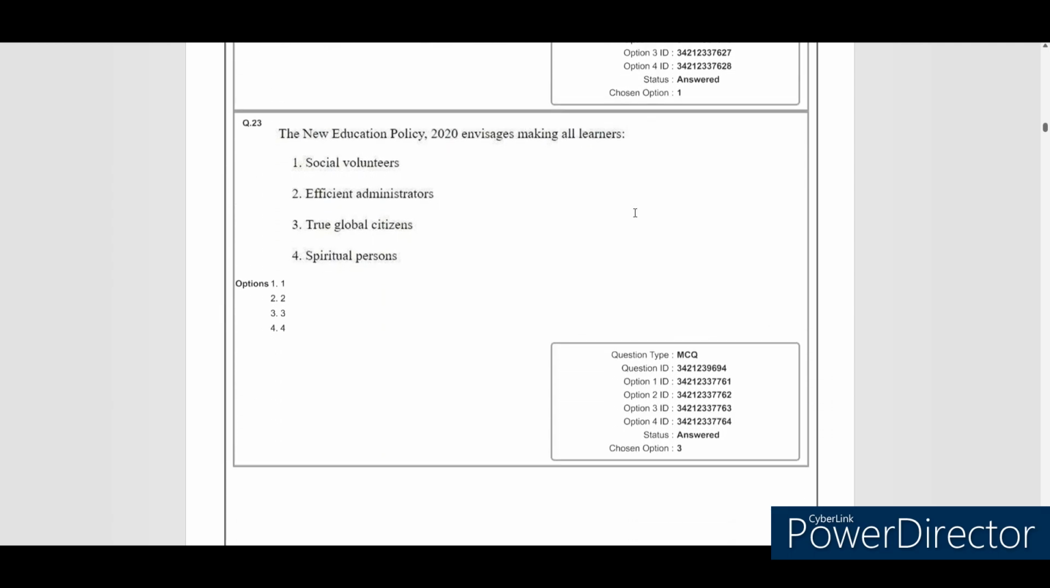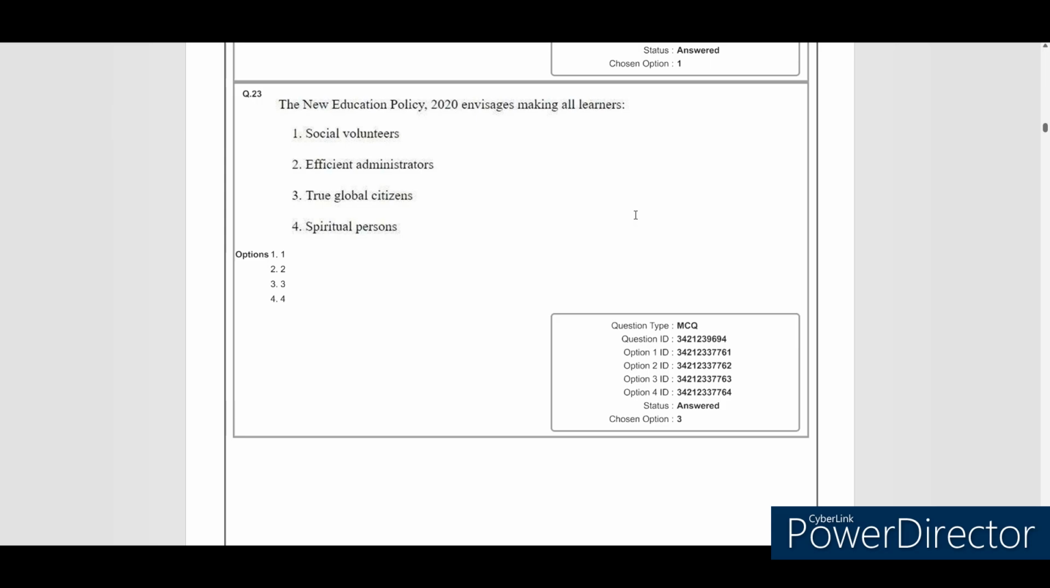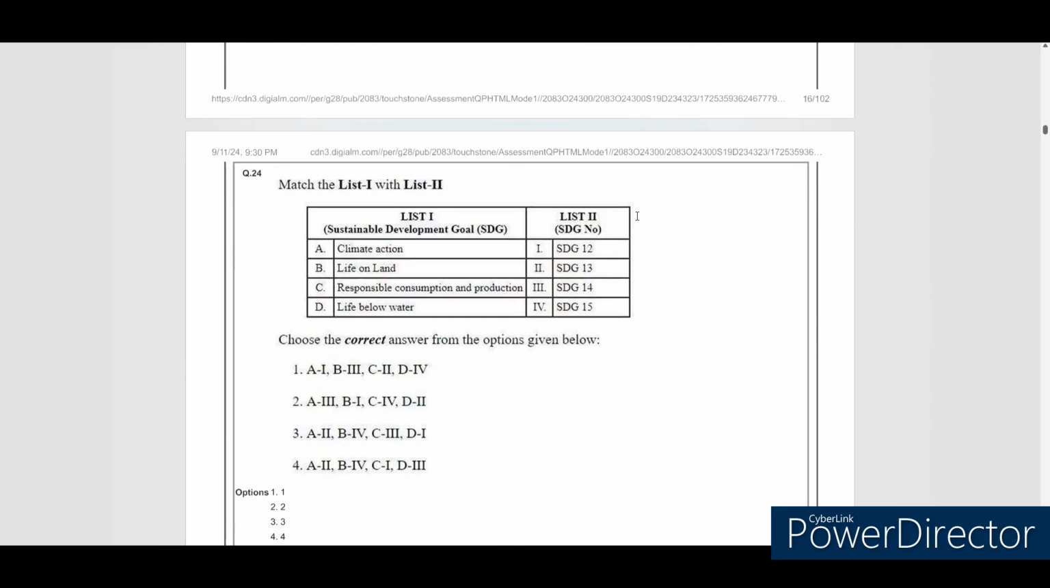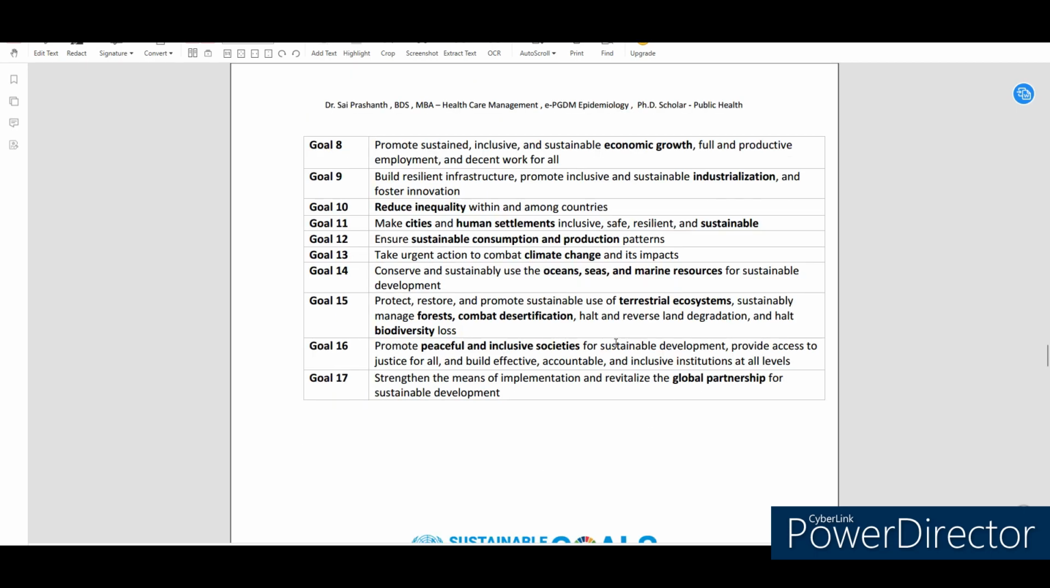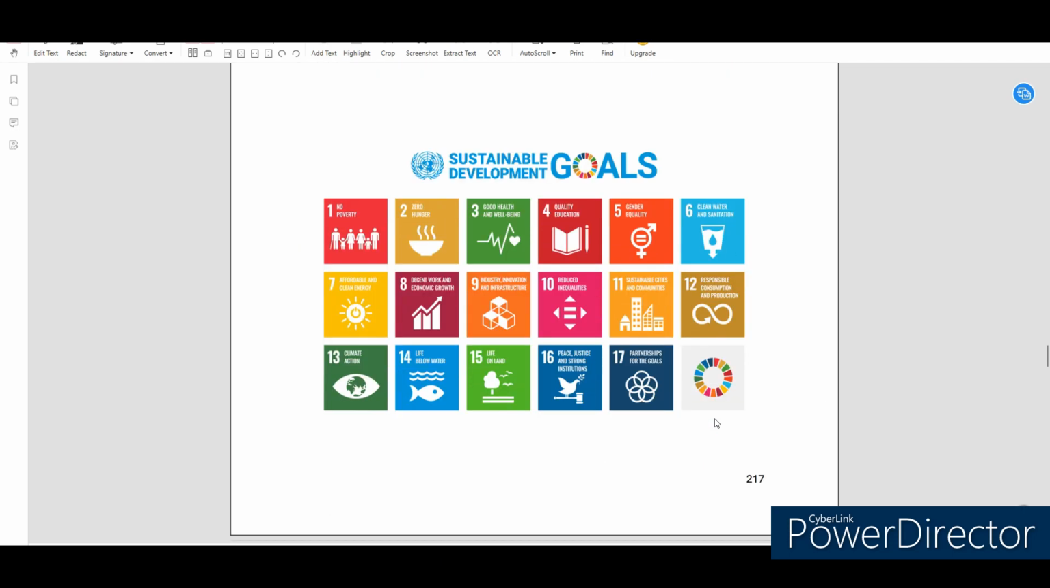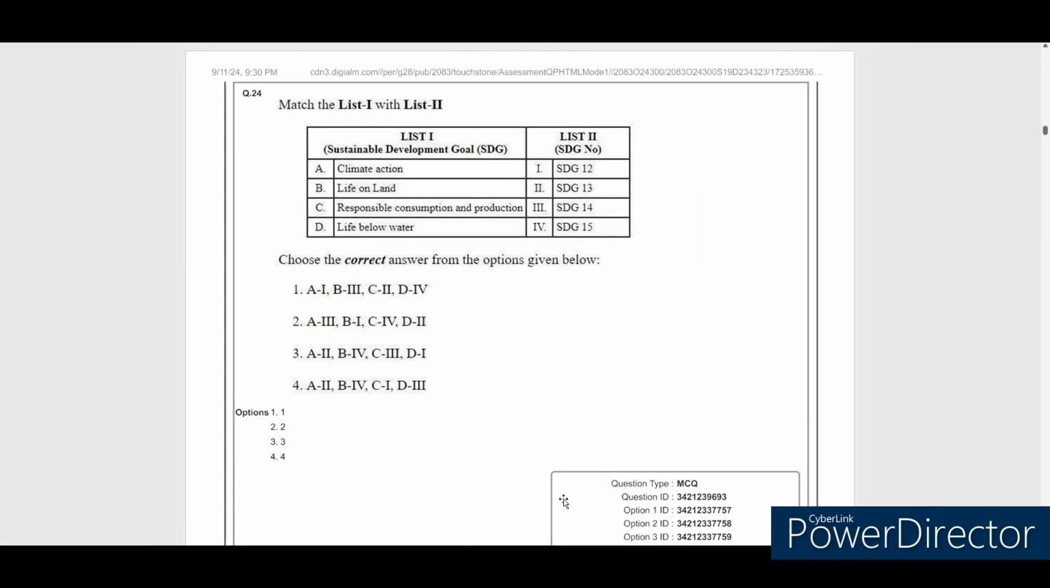Question number 23 related to education policy. This I will look at the end of the exam. Now coming to question number 24, which is also a very direct question. I think this is related to MDGs and SDGs, right? So I'll just go to that page. Okay, you can directly see the goals, and they have given a better picture for this. Even if you have watched my video in my playlist, you can answer this question very directly. So this I can answer.